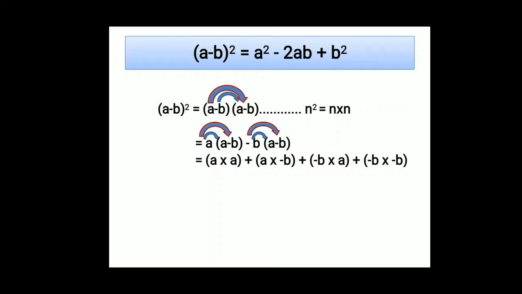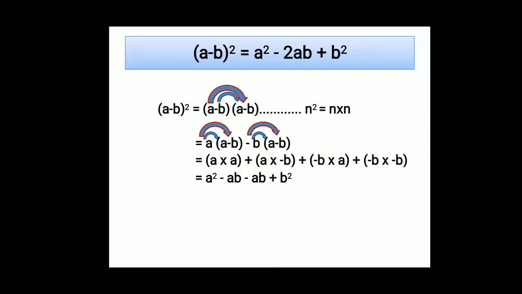Now a multiplied by a is a square, a multiplied by minus b is minus ab, minus b multiplied by a is minus ba, or we can write minus ab. Minus b multiplied by minus b is plus b square. So we get a square minus ab minus ab plus b square.